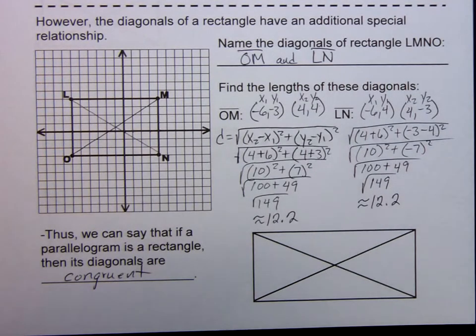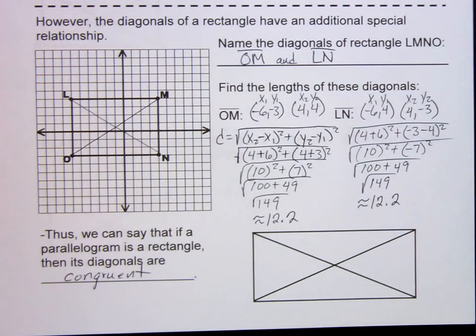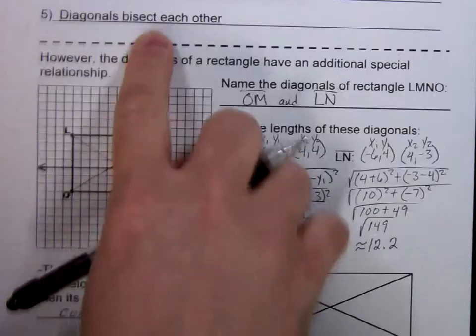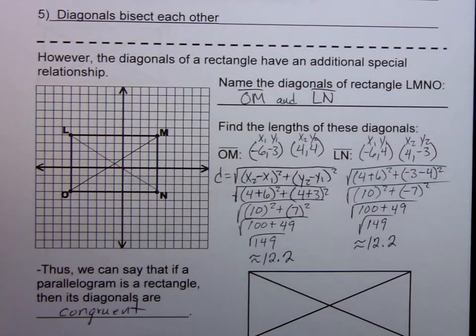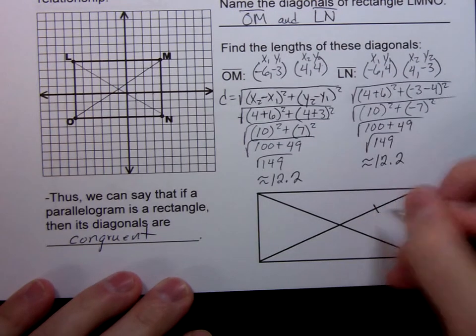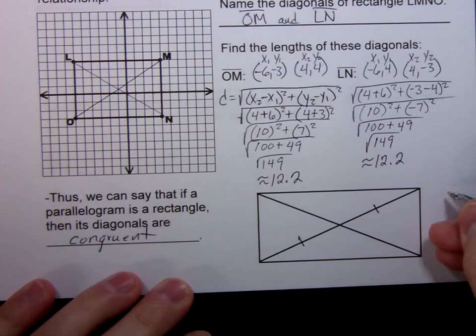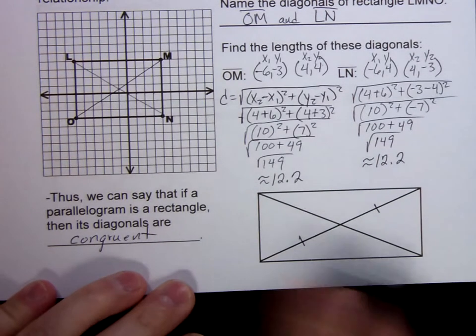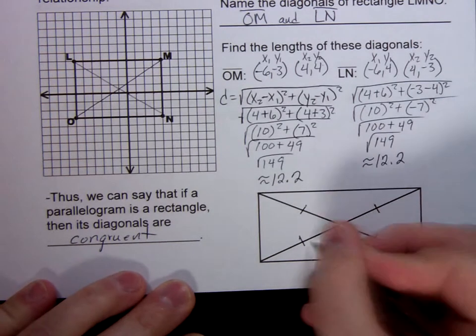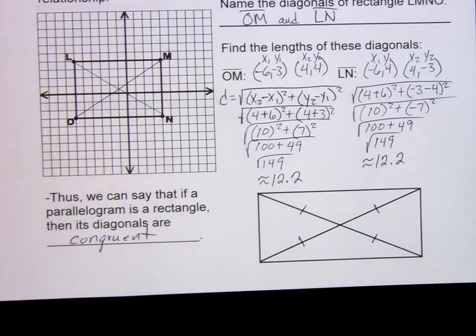Now, remember that in a parallelogram, the diagonals also bisect each other. So if these diagonals are the exact same length and they're bisecting each other, what happens is this diagonal is bisected, and then this diagonal is the exact same length and it's bisected. You end up with 4 congruent segments where those diagonals are splitting each other up into 4 segments. All of those segments are congruent to each other.